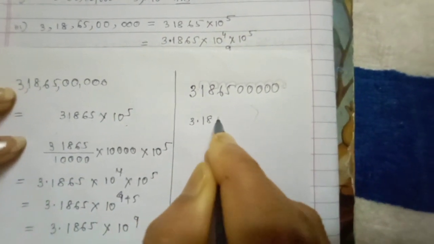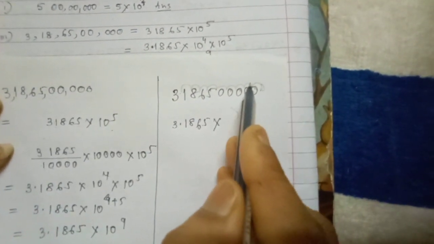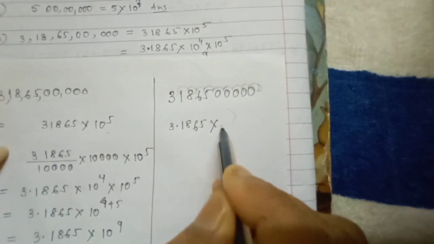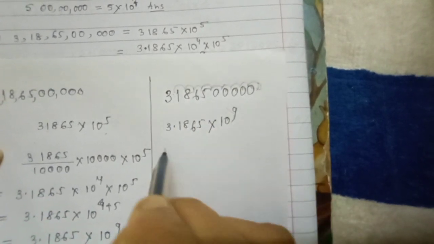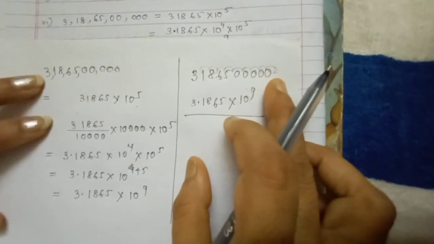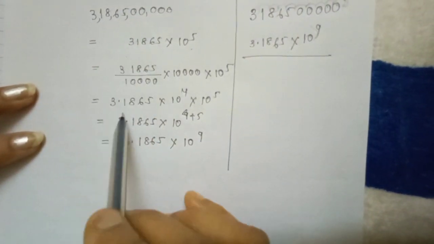3.1865, the digits I have to write. Then how many places does it move? 1, 2, 3, 4, 5, 6, 7, 8, 9. So 10 to the power 9. We can write it in this shortcut way also. If you understand this process, good; if you did not understand it, then go with the earlier process. This is also very easy.